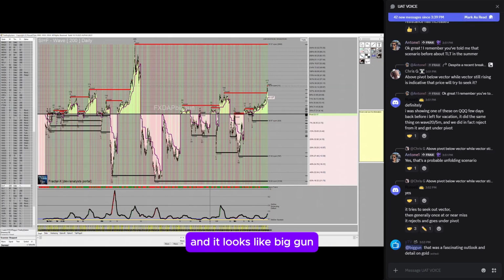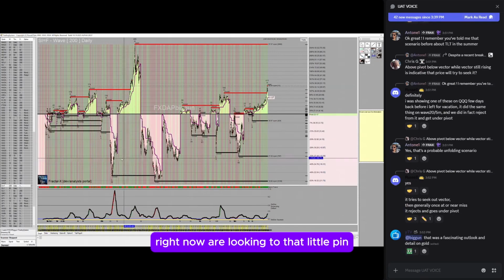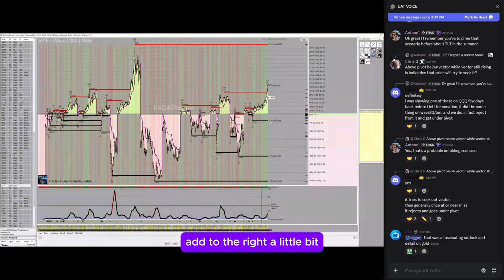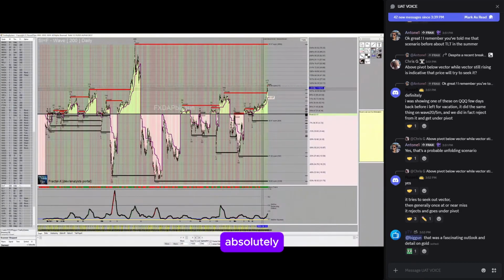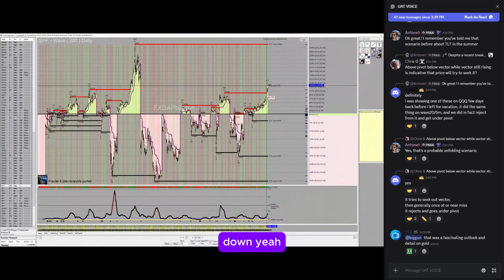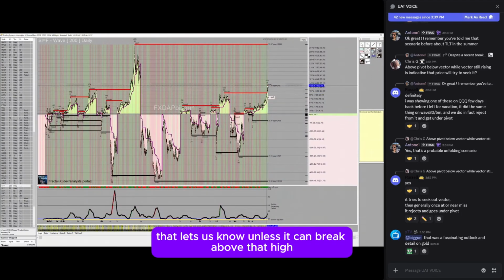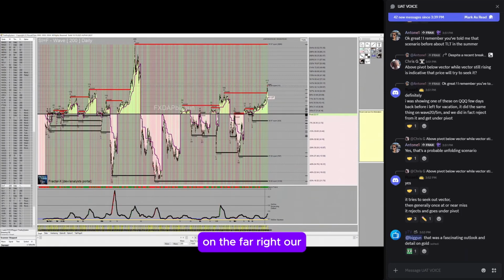It looks like Big Gun there, on that monster rally, that low. Yep. It looks like traders right now are looking to that little pin low, to the right a little bit, as the resistance. Absolutely. Where the dotted line intersects, it looks like they're looking to that little hook down on that monster rally. Yeah, right in there is the resistance right now. So that lets us know, unless it can break above that high on the far right, our current wave up could be pinned right in there.